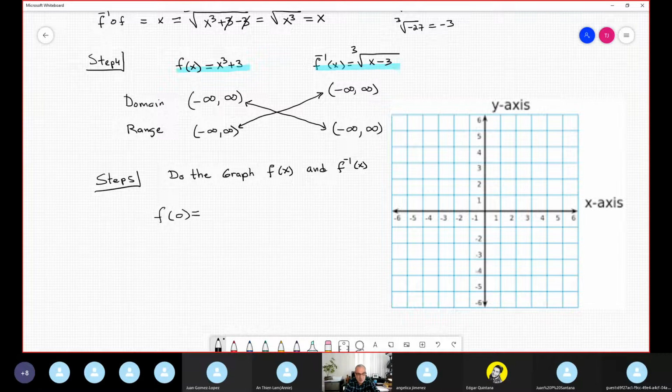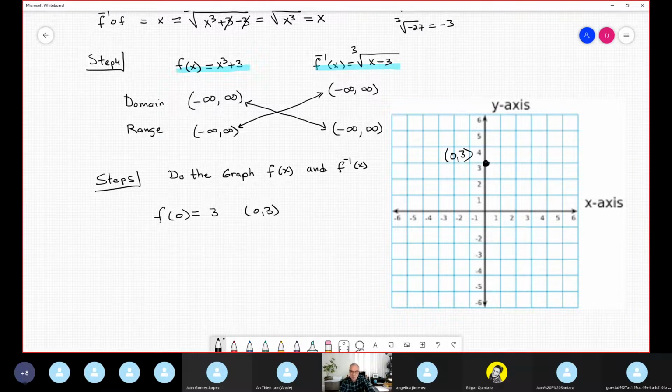When you evaluate at 0, the point is 3, no? Because 0 cubic is 0 plus 3. So that's the point, 0,3. And this is expected. Look, 0,3 here, over there.